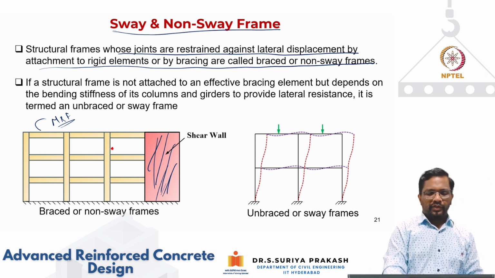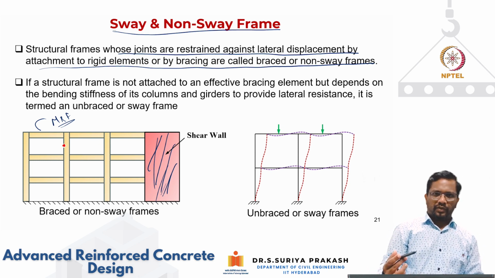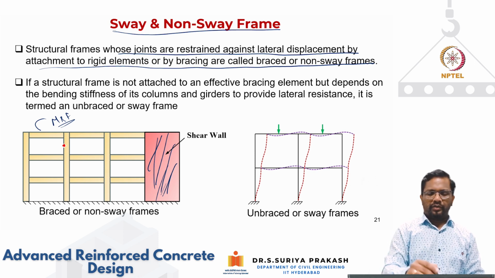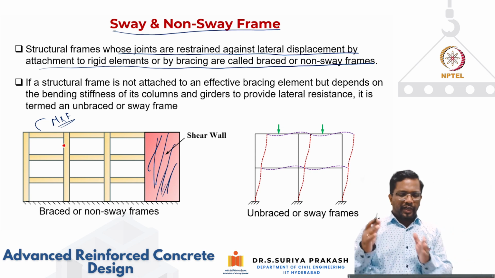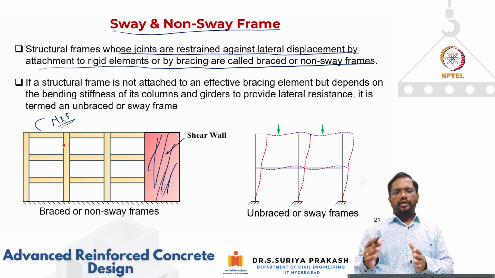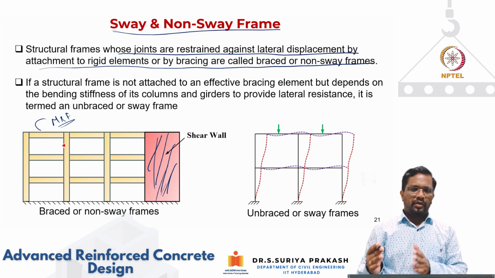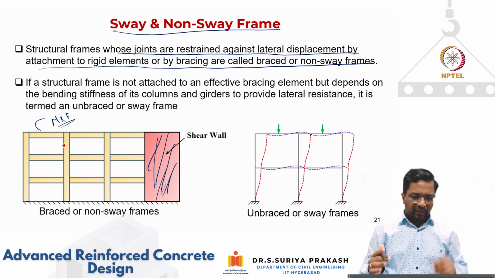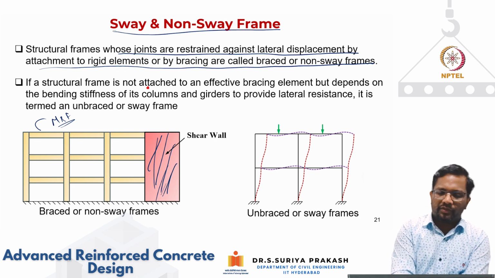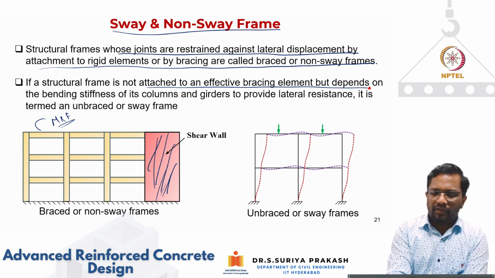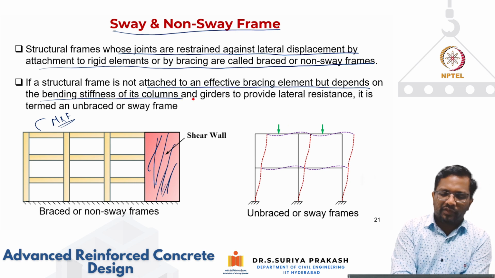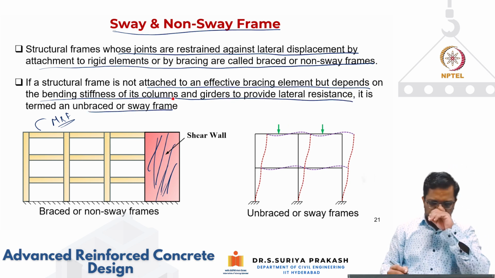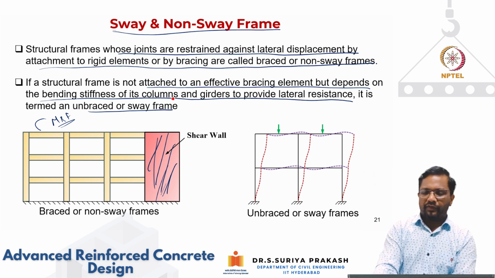Now, if I'm not having a shear wall in my construction, which is part of this moment resisting frame, or if I do not have adequate shear walls, then you may end up with a lateral sway that will increase the effective length of the column under consideration. So, if a structural frame is not attached to an effective bracing element, but depends upon the bending stiffness of the columns and girders to provide lateral stability, it is termed an unbraced or sway frame. So this is what we are seeing here.